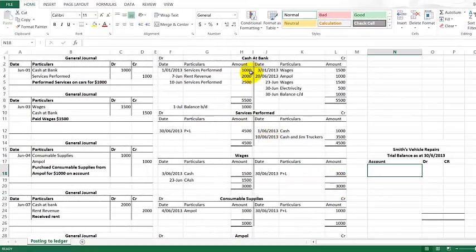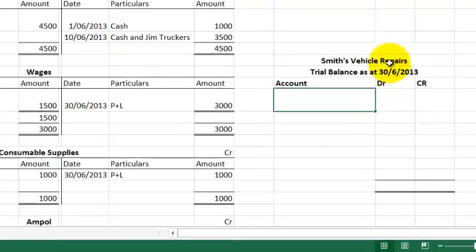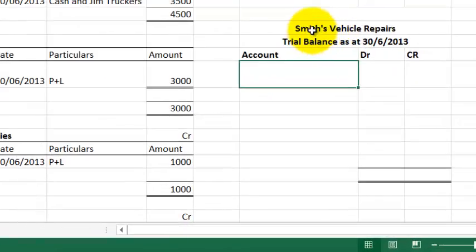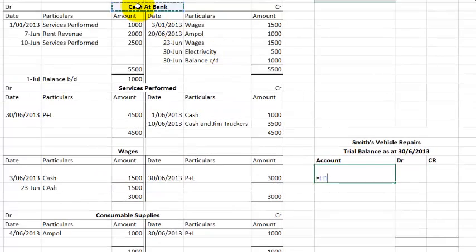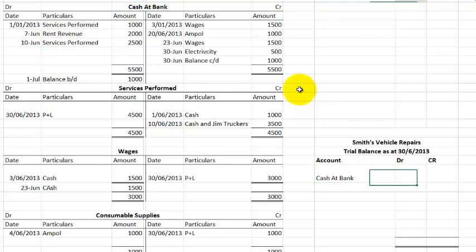Okay, I'm back to do the last section. You'll see that I've prepared my trial balance. It's Smith's Vehicle Repairs, trial balance as at the 30th of June 2013. I'm going to put all the final balance of the accounts in this column here, but I have to be careful to put down whether they're debit or credit. So let's start. The cash at bank account, it's a debit amount for $1,000.